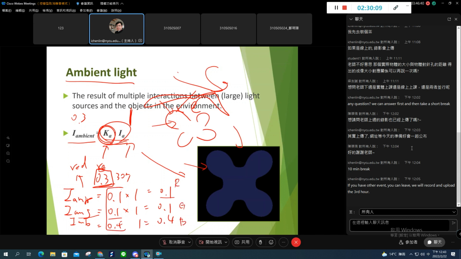So this can be manually adjusted, or it can be estimated. For instance, you can take some camera and reversely estimate these coefficients. Okay. So this is the first kind of light, the most simple one, called the ambient light. There's no direction.